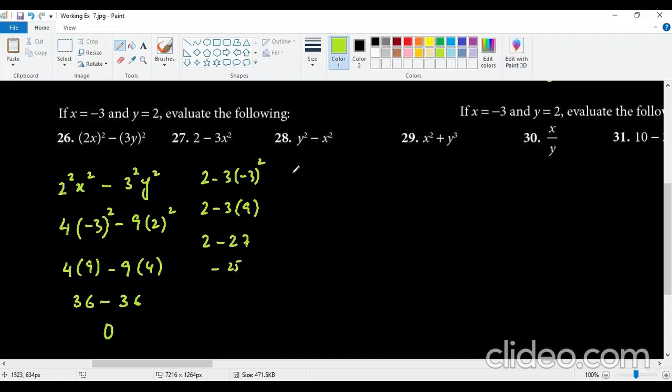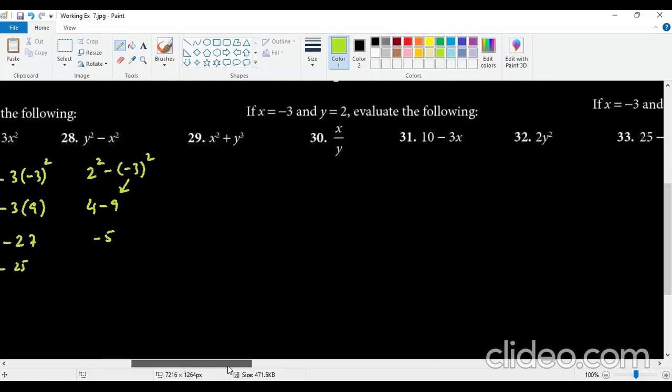For question number 28, the value of y is 2 square minus negative 3 square. So this is going to give you a 4 and negative 9, because minus 3 square is going to give you a positive 9. So minus 5 is going to be your final answer.